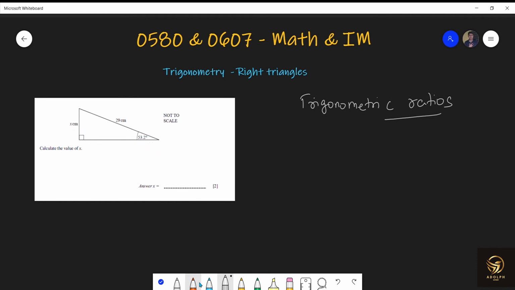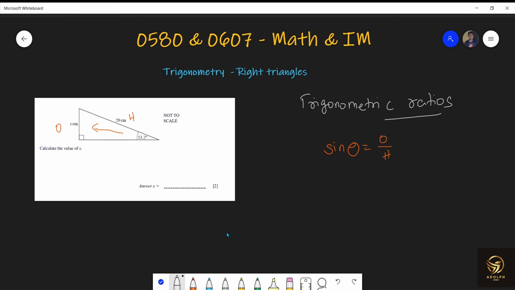Let's find what side we have to use. So 53.2 is given and its opposite side, the side which is opposite to the angle, that is x. So it's the opposite side, and the other given side is hypotenuse. So two sides, opposite and hypotenuse, are getting involved. We know what ratio we have to use. The ratio which connects opposite and hypotenuse is sine theta. So sine theta equals opposite divided by hypotenuse.